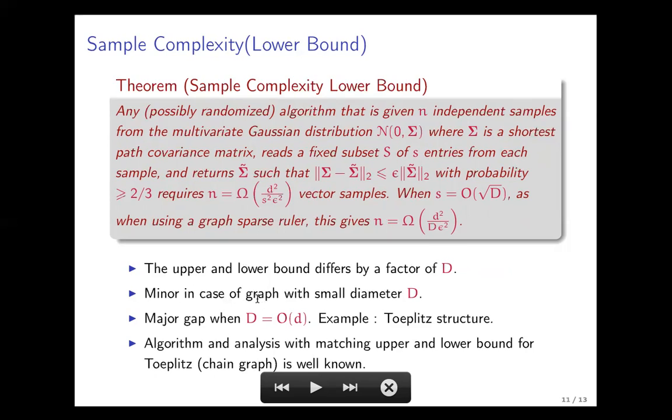This difference is minor in the case of graphs with small diameter, which is obvious, and major when the diameter is large, as in the case of a path graph, which leads to a Toeplitz structure. But I should mention here that for the particular case of covariance matrices with Toeplitz structure, the algorithm analysis has been done where they achieve matching upper and lower bounds, and in this case some kind of Fourier-based analysis is required.